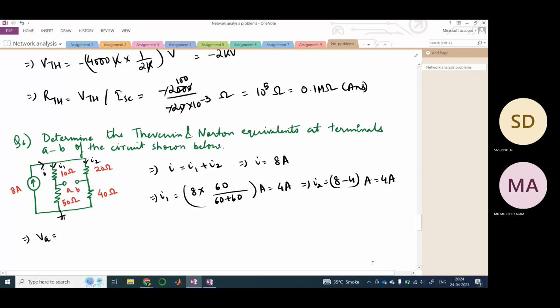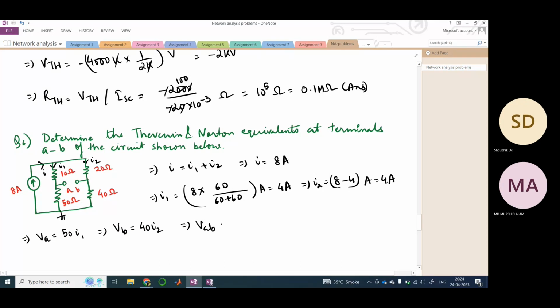15 to I0, 15 to I1. Yes, yes. And what would be VB? 50, sorry, 14 to I2. Yes. And what would be VAB? How do we write VAB?